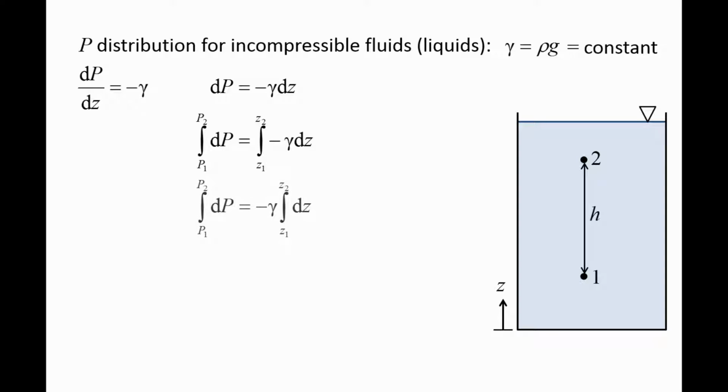Since the liquid is assumed to be incompressible, we can pull negative gamma out of the integral on the right side, making that integral much easier to evaluate. After integrating both sides, the equation becomes P2 minus P1 equals negative gamma times (Z2 minus Z1). We can find the difference in pressure between the 2 points by simply knowing their difference in elevation and the fluid's specific weight. And it's important to remember that this equation is only valid if the specific weight of the fluid does not change significantly from point 1 to point 2.